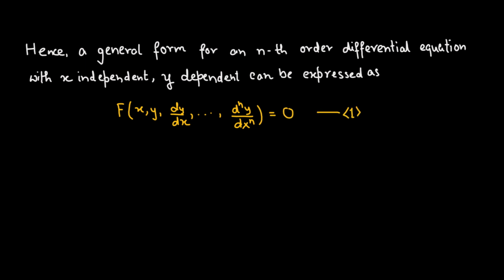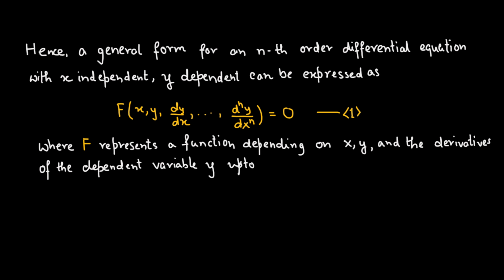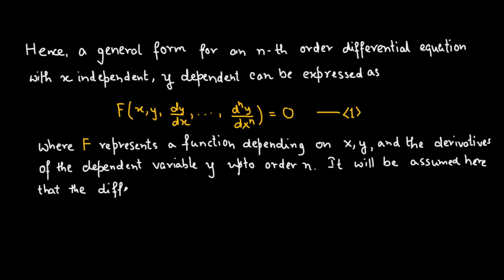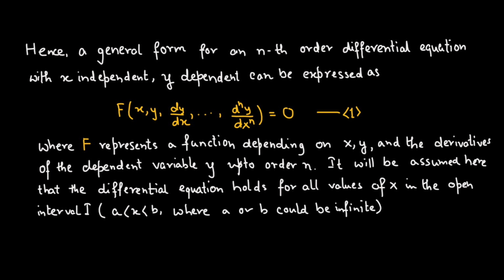Equation number 1, where f represents a function depending on x, y and the derivatives of the dependent variable y up to order n. It will be assumed here that the differential equation holds for all values of x in the open interval I, that is x lying between a and b, where a or b could be infinite.